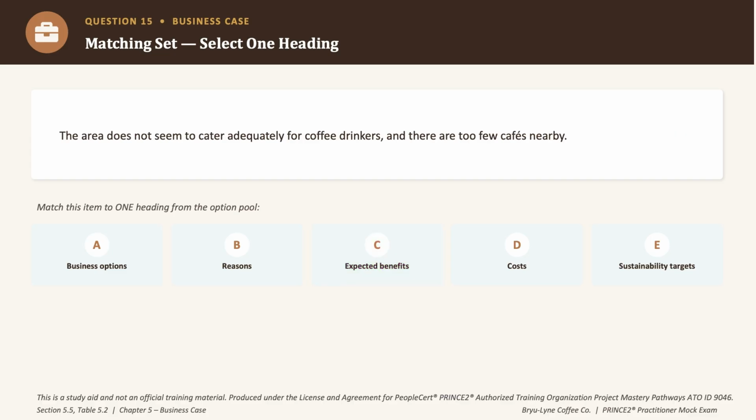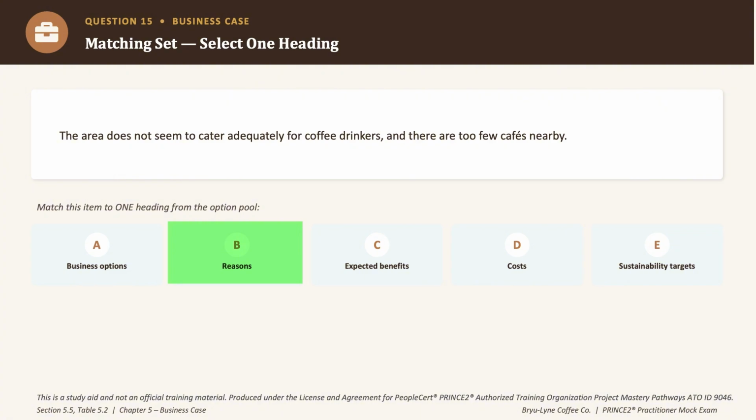Question number 15. The area does not cater well for coffee drinkers and there aren't enough cafes nearby. Now this is the underlying problem driving the whole project, right? It's not a measurable benefit and it's definitely not a cost. So this is about why the project is needed in the first place, right? Why the project exists. That's exactly what the reasons heading captures in the business case. It defines the reasons for undertaking the project and explains how it helps to achieve business objectives. So the correct heading is option B, reasons.